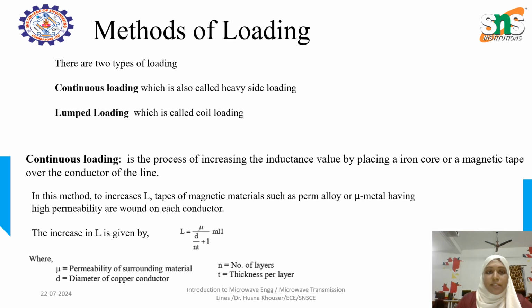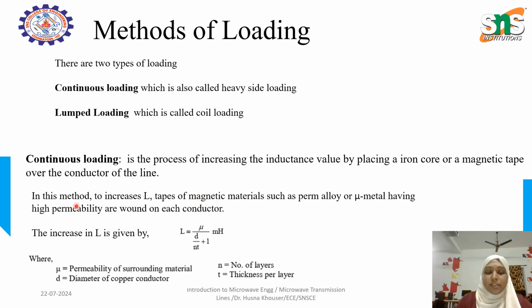There are different methods of loading. We have two types of loading: one is continuous loading and the other is lumped loading. In continuous loading, we have Heaviside loading. In lumped loading, we have coil loading. Continuous loading is the process of increasing the inductance by placing an iron core or magnetic tapes over the conductor line.